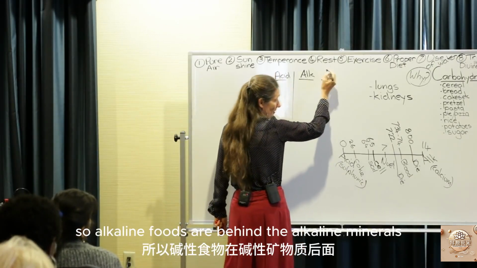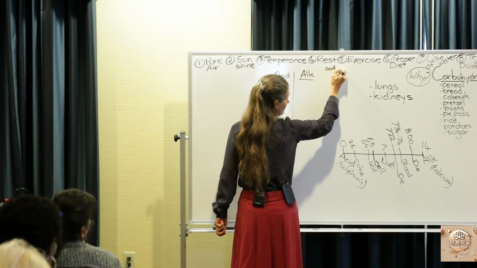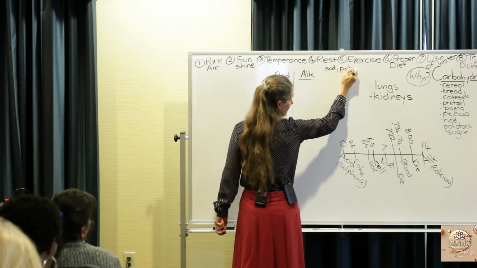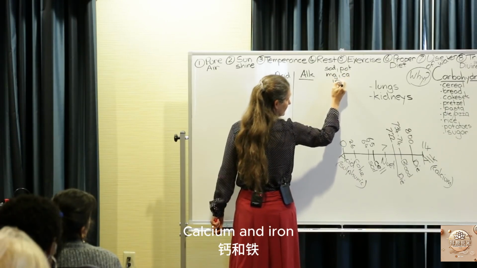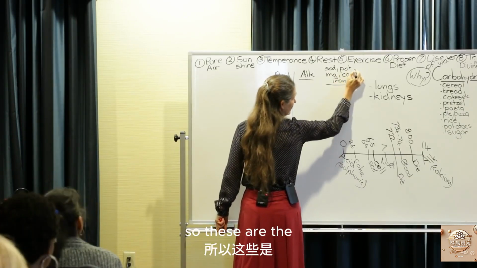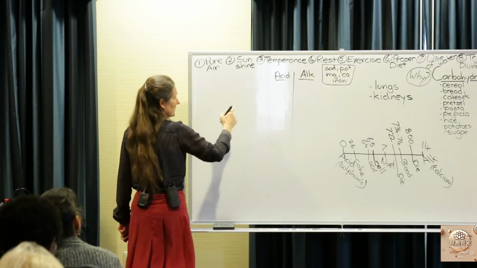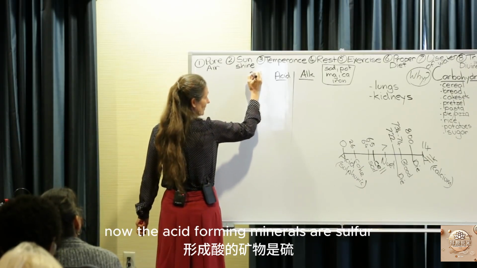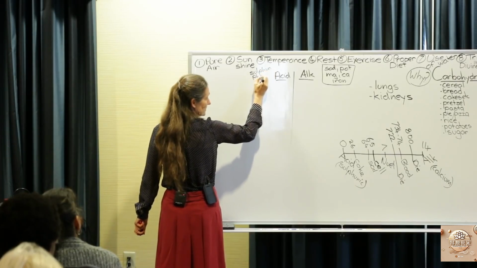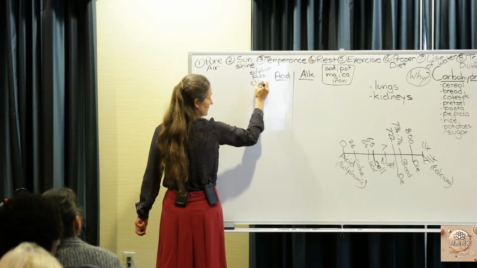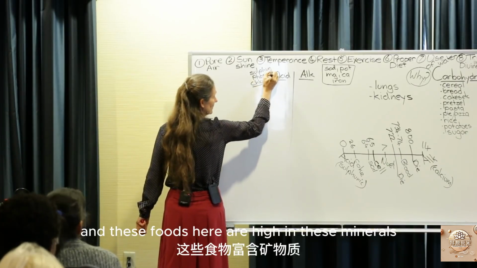So alkaline foods are high in the alkaline minerals, which is sodium, potassium, magnesium, calcium and iron. So these are the 5 most alkaline minerals. Now the acid forming minerals are sulfur and phosphorus and chlorine. And these foods here are high in these minerals.